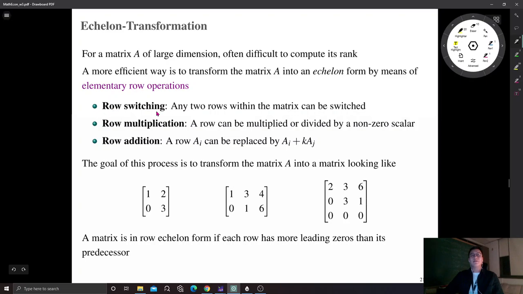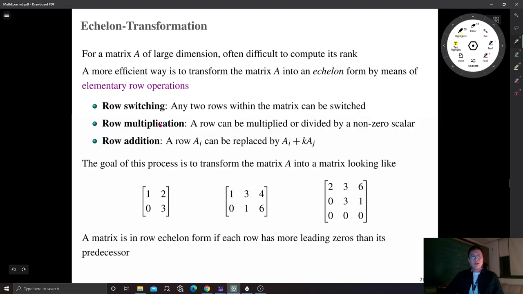First, we can switch any rows within the matrix. And second, we can multiply a row by a scalar, or we can divide by a non-zero scalar. And the third operation is that any row can be replaced by the addition of a scalar multiple of another row vector.